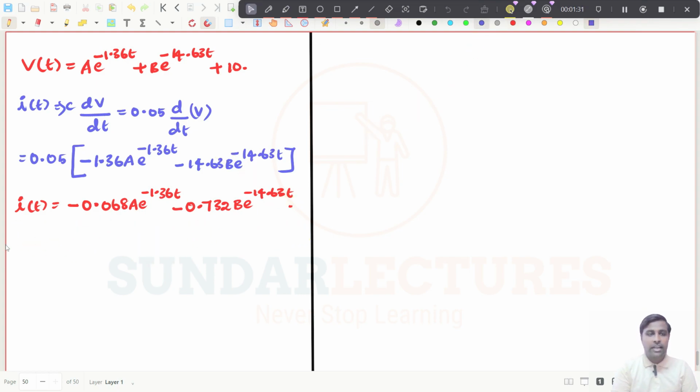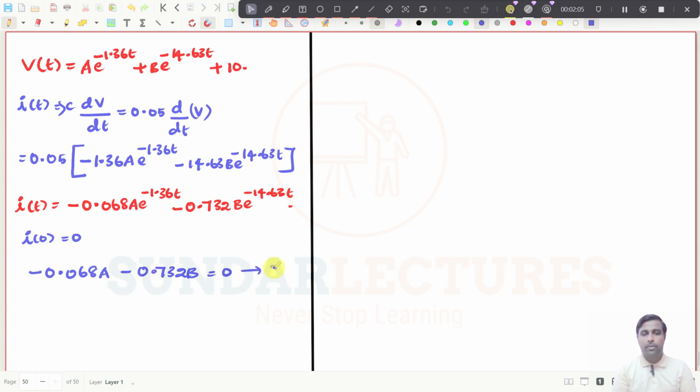And we know what the condition is: I of 0 will be equal to 0, right? And if I substitute here, obviously you will get minus 0.068 and then minus 0.732. Just put t equal to 0, then the exponential terms will be 1. Oh, I have left out a. It will be minus 0.068a minus 0.732b, and that should be equal to 0, right? So now this is expression number 2.